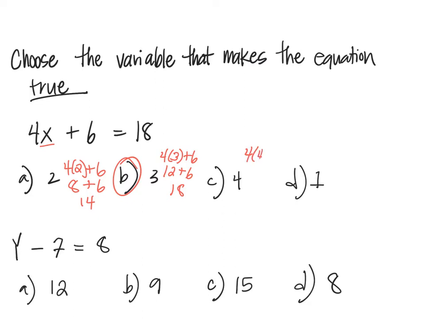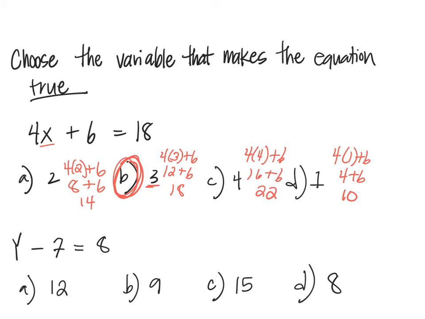4 times 4 plus 6. 4 times 4 is 16 plus 6, which is 22. And the last one, 4 times 1 plus 6. 4 times 1 is 4. 4 plus 6 is 10. Our answer is B, 3. 3 is what would make this equation true.